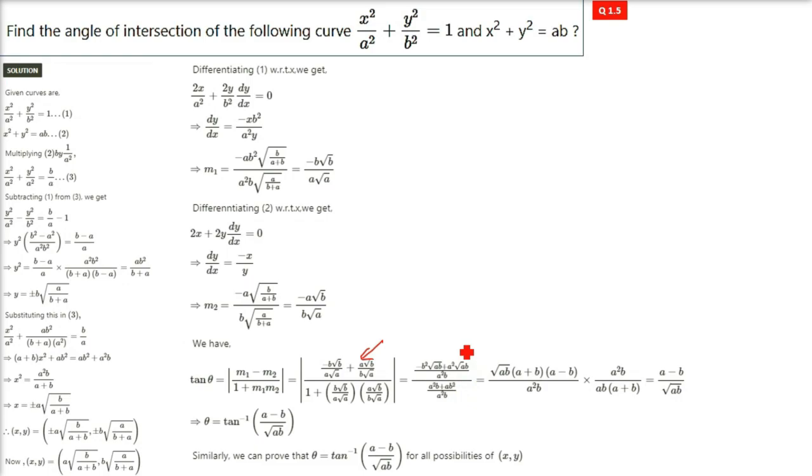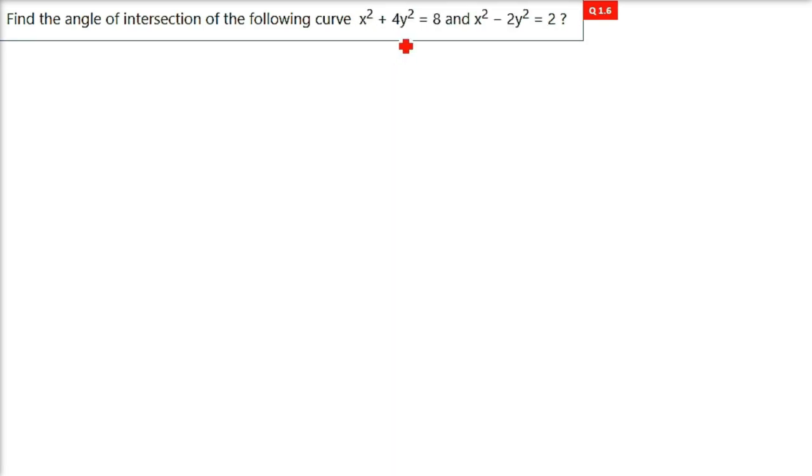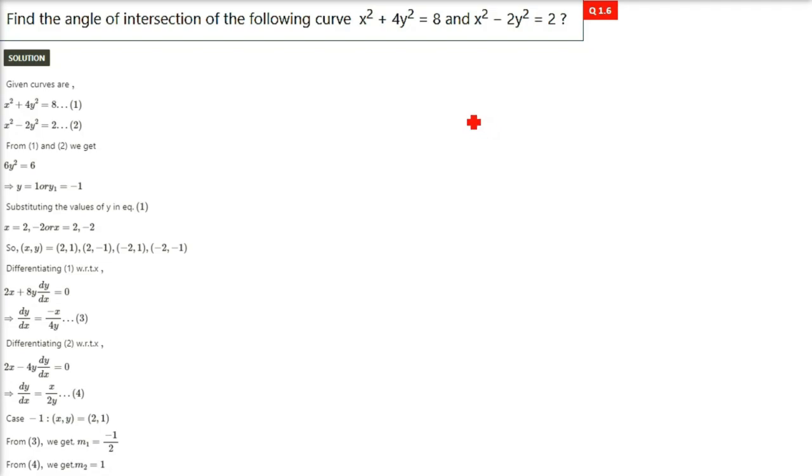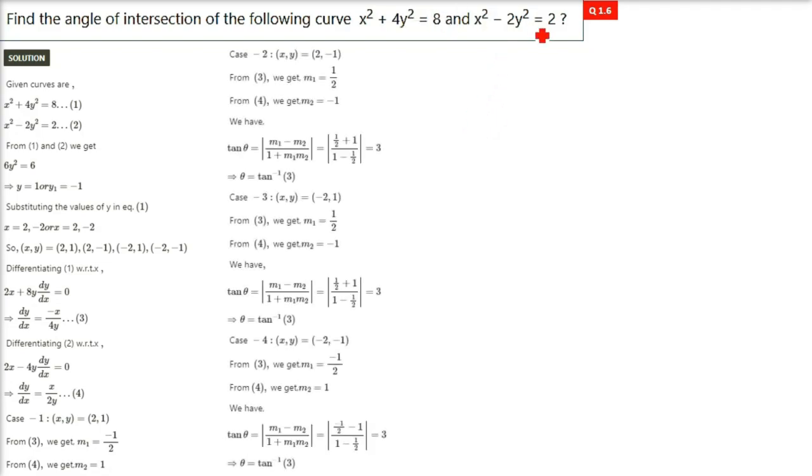The other combinations. Now, the angle of intersection of the following curves, and since we have done questions like this already, I'm going to pass through it quickly, with all the combinations, plus minus 2, plus minus 1, all the combinations you're going to adopt.